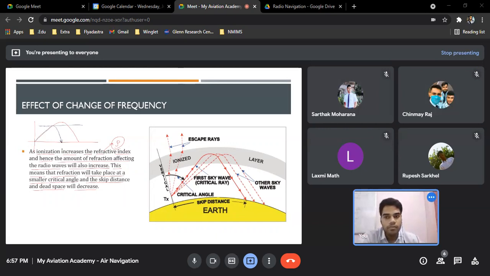You see, here what has happened is my skip distance has reduced and my dead space has also reduced. Try to get to the depth of the questions and try to remember these things, then only you'll be able to solve the questions.